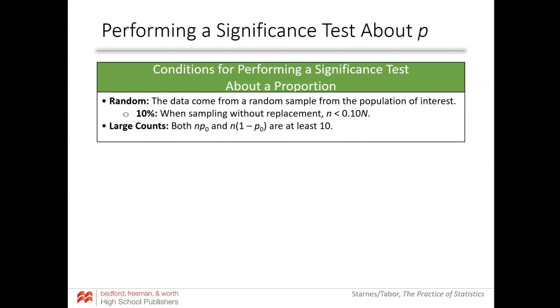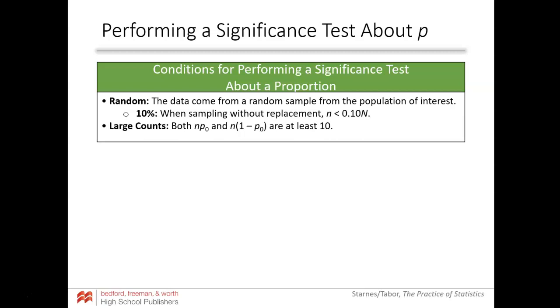All right, so performing a significance test about p, lowercase p, referring to the population proportion. We still have to check our conditions when we're doing these significance tests. That's why we made such a big deal about them in the previous chapters. The three conditions are that they should be pulling random samples from the population of interest, and the 10% condition must be met, meaning that the sample has to be smaller than 10% of the population of interest.